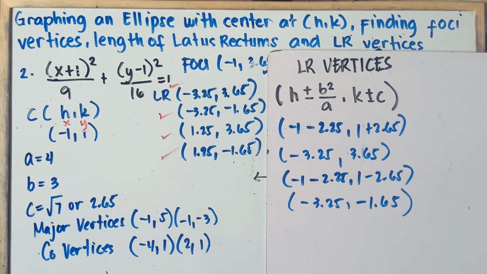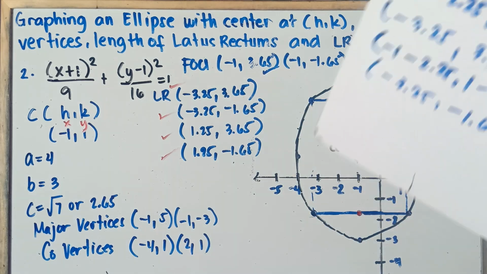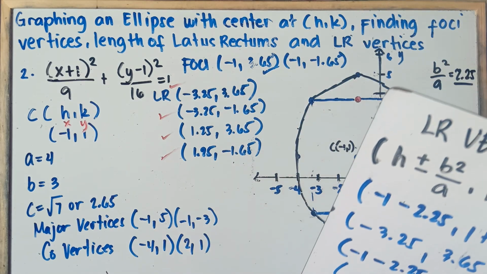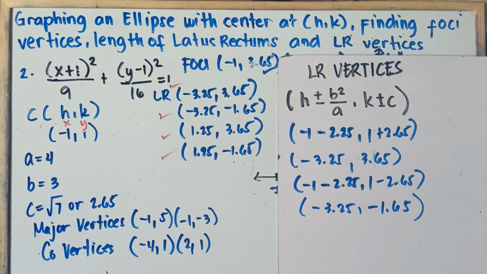That's it, class. You're all set. So once again, class, it's up to you. Which do you prefer? For me, class, I just better use the graph to check the latus rectum vertices. But if you're confused, class, you can use this equation. That's it, class. All set.